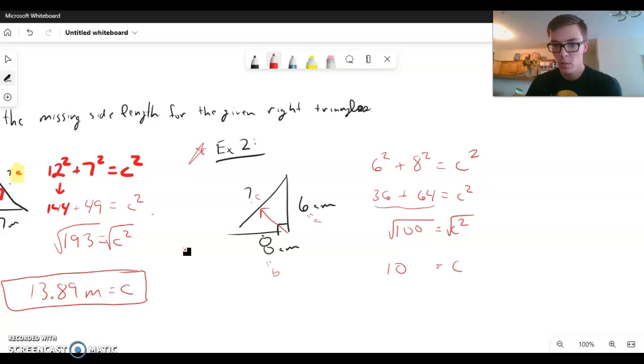Now that we have c equals 10, we don't have to worry about the negative because you can't have a negative distance. We just have to go back and label. So c equals 10 centimeters. So our hypotenuse is 10 centimeters here.